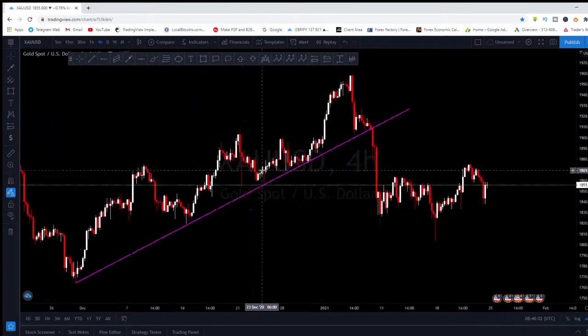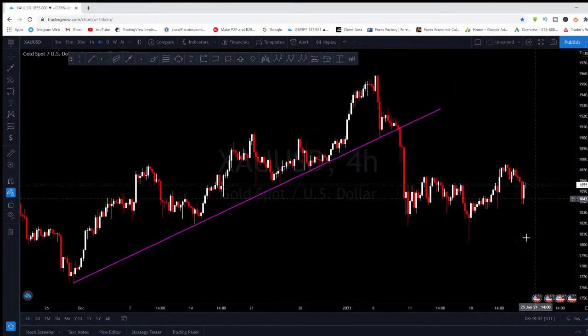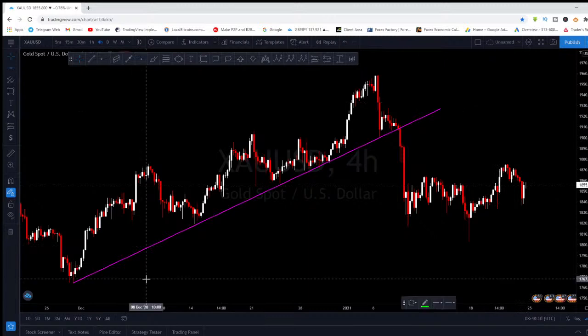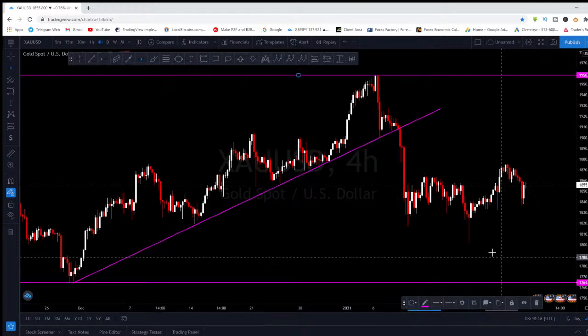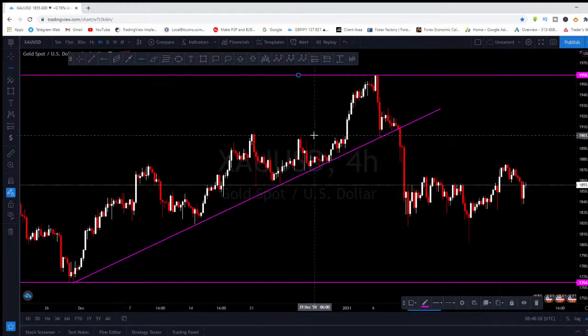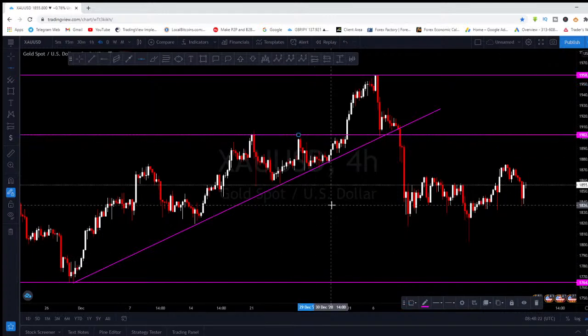So this is the 4-hour time frame. I'll focus specifically on this zone alone. I'm going to zoom in, zoom out, and things like that. I'll just focus on this 4-hour time frame for now, so that I can understand exactly what's happening on it.